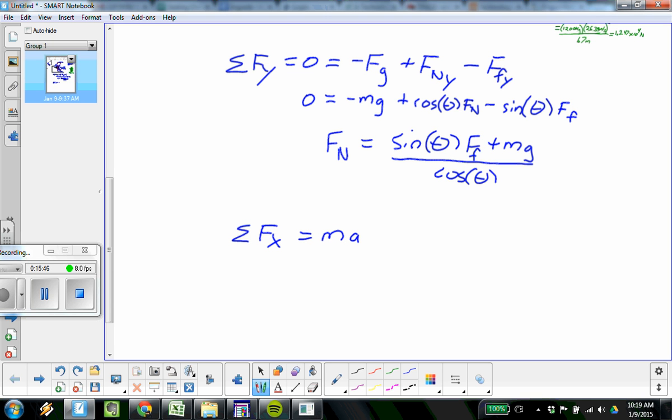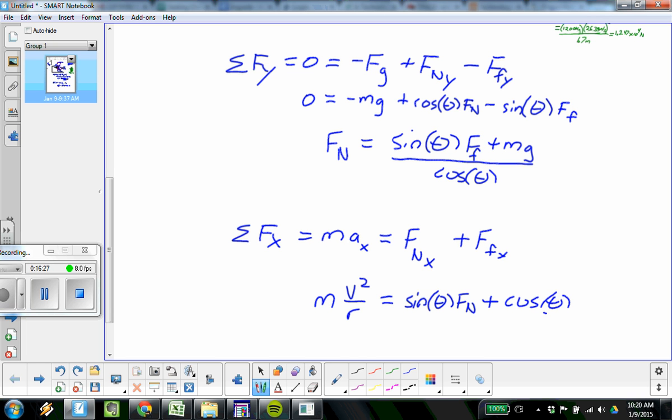There is acceleration in the x direction. That is in turn equal to, let's see, the normal force in the x direction plus the friction force in the x direction, and now I can substitute those things in. In fact, I'm going to say that ma is actually equal to mv squared over r. Its actual acceleration is v squared over r, and that will be equal to sine theta times the normal force, for the normal force in the x direction, plus the force of friction in the x direction, which we said was cosine theta times the friction force.